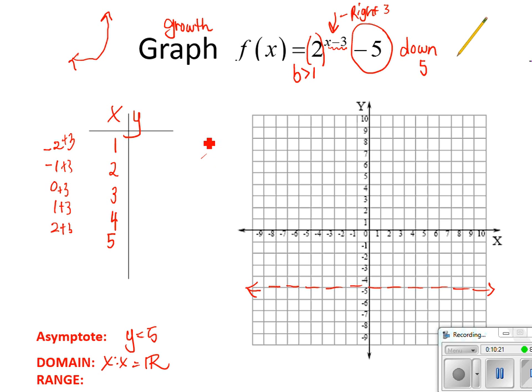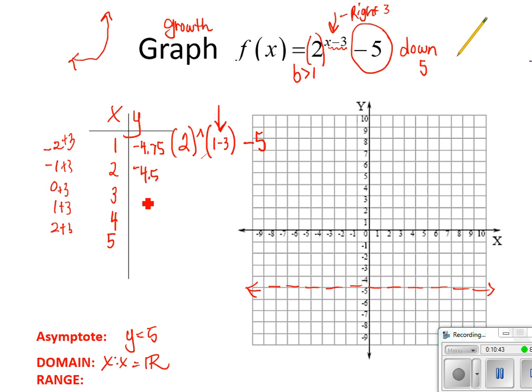So when I plug in a 1, I'm going to plug in 2 in parentheses. I'm going to do my caret, and then I'm going to do 1 minus 3 in parentheses. These got to be in parentheses. Subtract 5. And when I do that, I get -4.75.